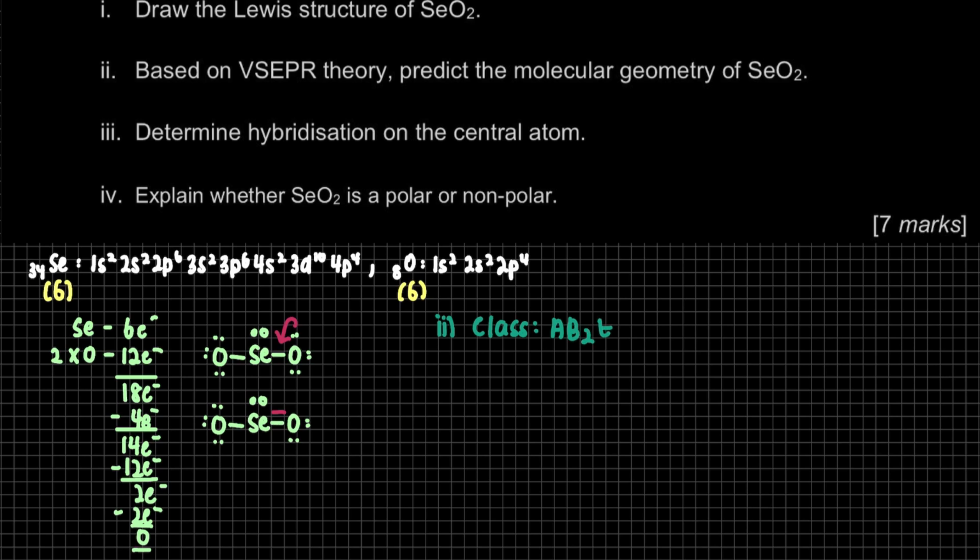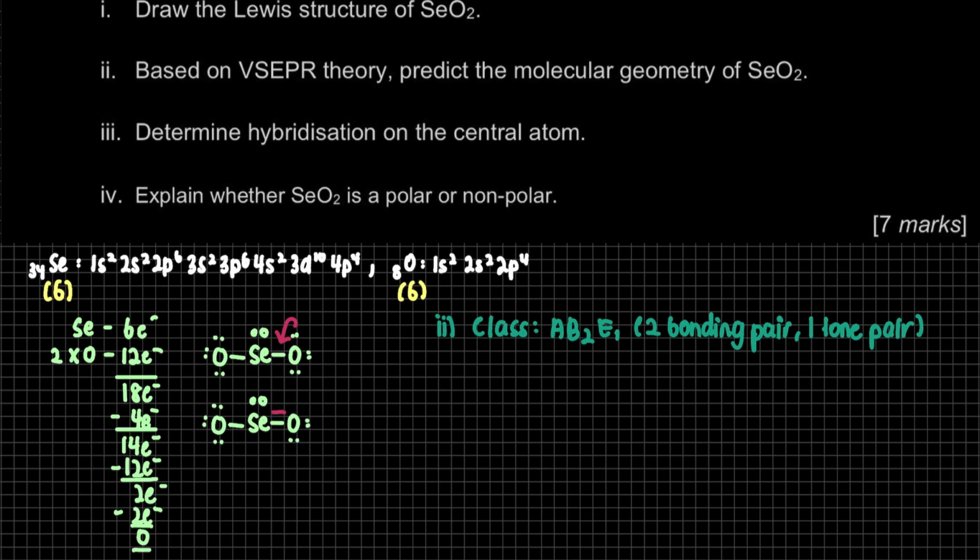Okay, E stands for the number of lone pairs. So again, A stands for our central atom. Check the central atom. Here we can see it has one lone pair. So AB2E, or if you want to write AB2E1, it's fine. So what does AB2E1 mean? It means that we have two bonding pairs, and E1 stands for one lone pair. So that is the class for the selenium oxide.